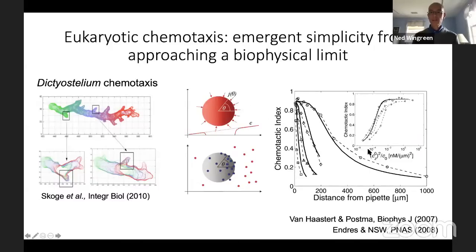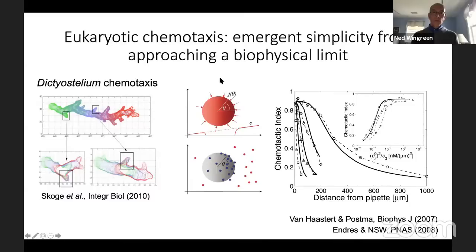And in that case, if you plotted the data as a function of signal to noise ratio, again, you could see some data collapse. And now it's not because of some underlying simplicity of the network or of the organism. It's an underlying simplicity that's reached because the organism is just very, very good at its job. It's reaching the biophysical limit of how well it could actually sense the gradient.